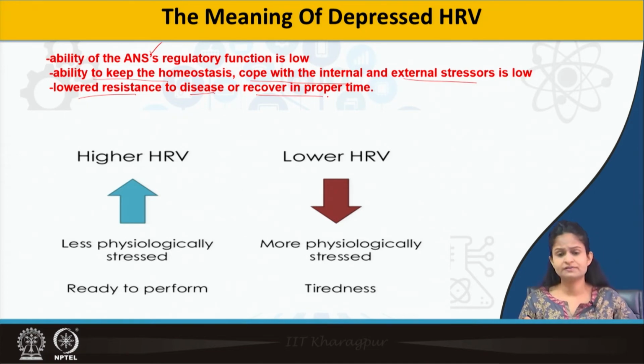So, higher HRV and lower HRV mean nothing but this: in case of higher HRV, the person, as I told you, is physiologically less stressed. That means there is good cardiac adaptability to stresses. But in case of lower HRV, the person is physiologically more stressed. That means his autonomic nervous system is very much tired to react to the challenges.